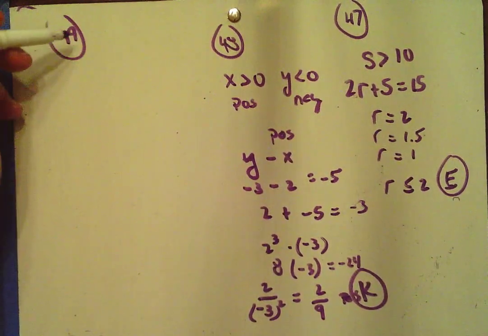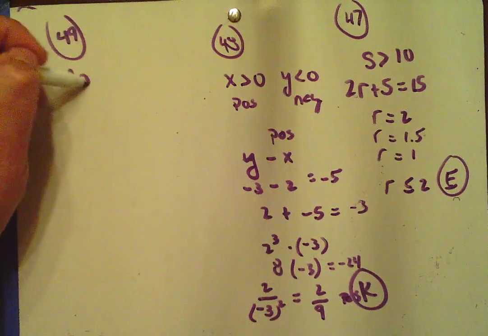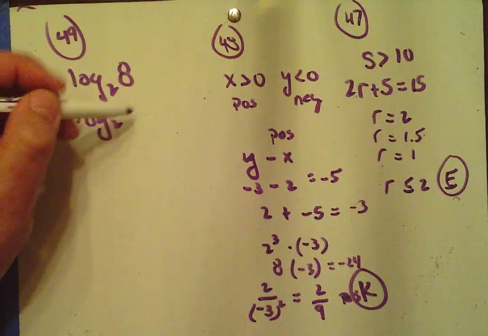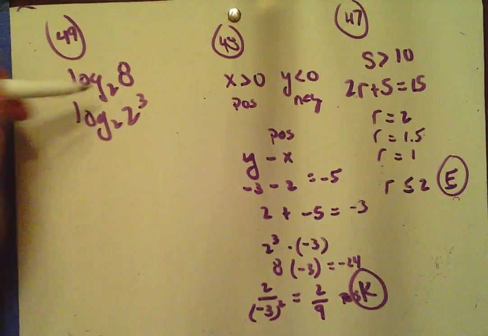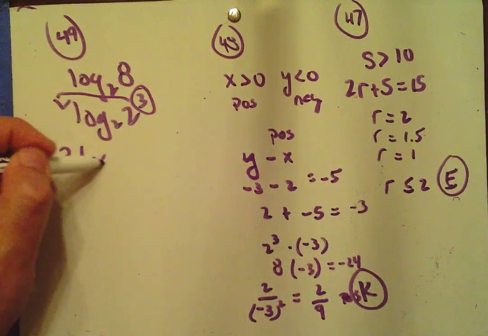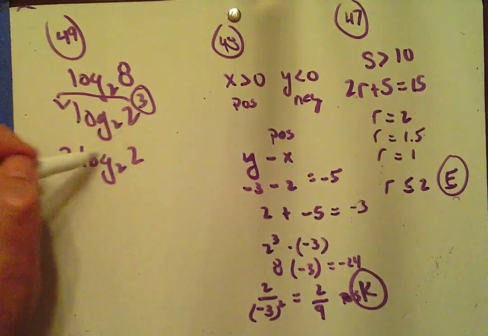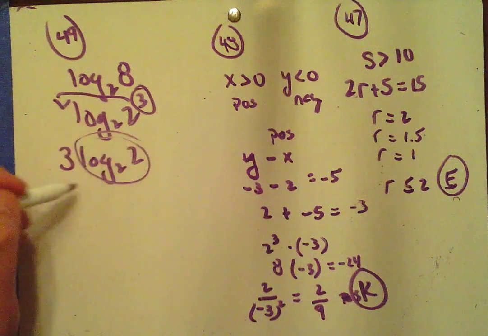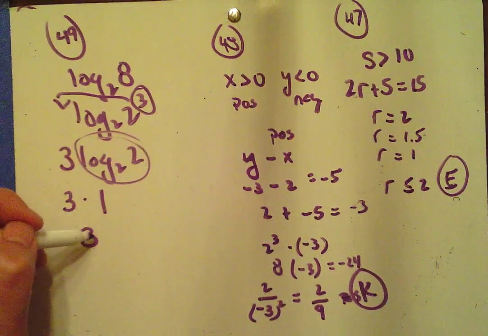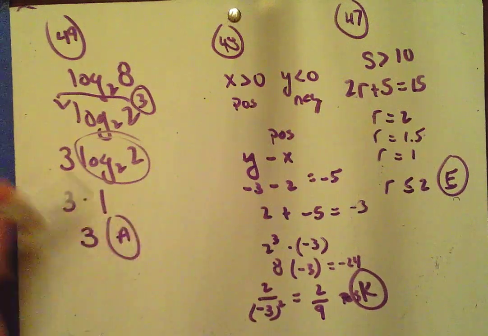49. What's the value of log base 2 of 8? Well, I can rewrite this as log base 2 of 2 to the third, and then I can use the power rule to bring the 3 down in front. Log base 2 of 2, we should know is 1, and 3 times 1 is 3. So this is choice A.